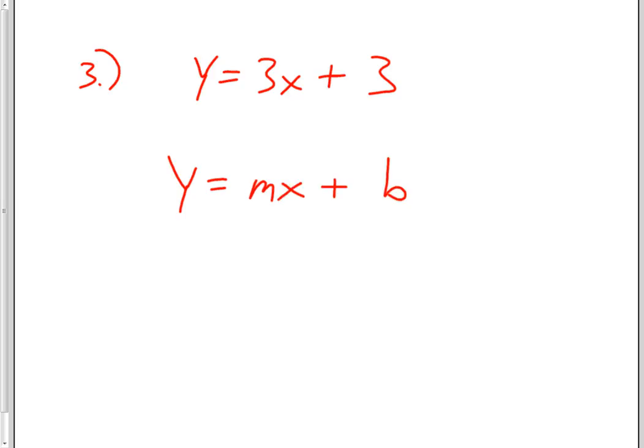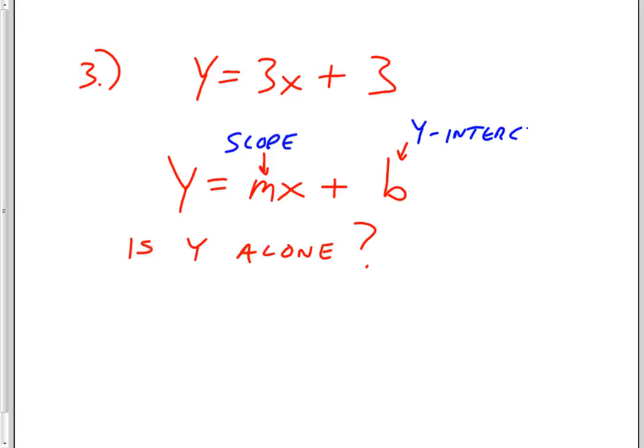For question 3, y equals 3x plus 3. Write down y equals mx plus b underneath. You ask yourself, to begin with, is y alone? Is the y all by itself? Yes. So I can move on. What does m stand for? More specifically, slope. Write down the word slope right above that. What does the b represent? Since everything lines up, that means that this is this. That means that this is this.